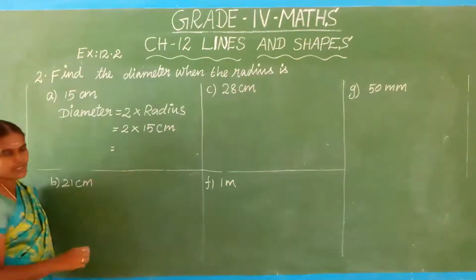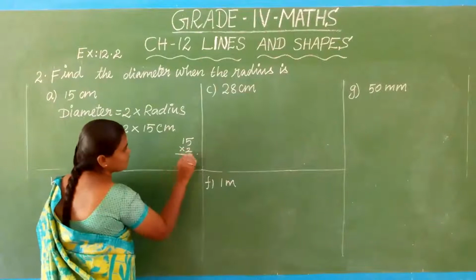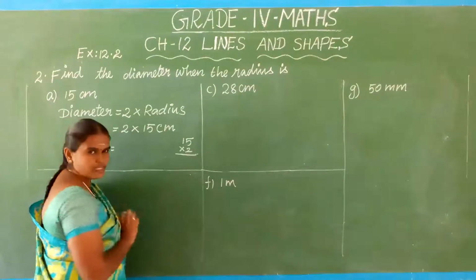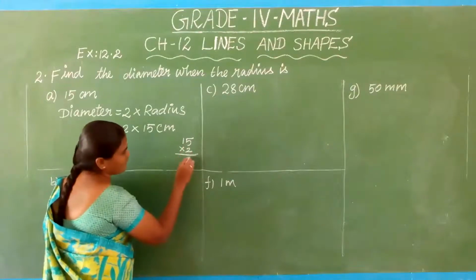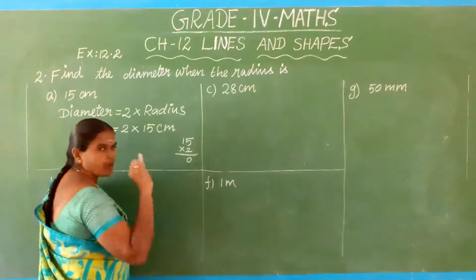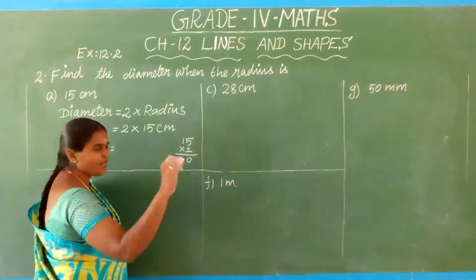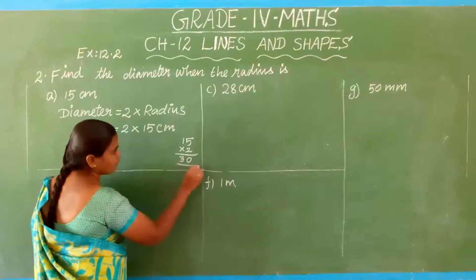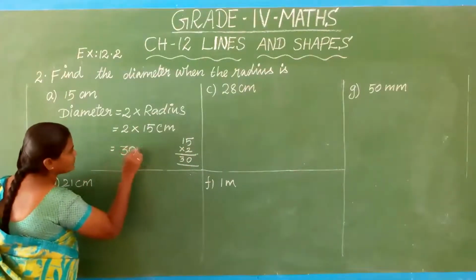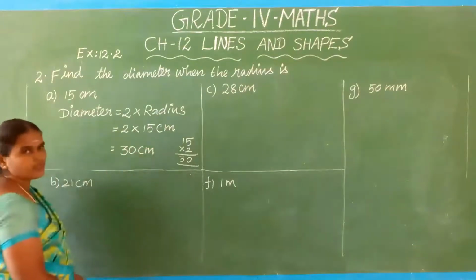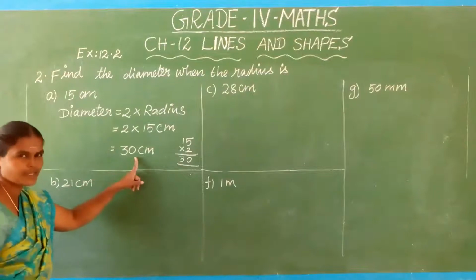Now do the multiplication. 15 multiplied by 2. First multiply by the ones place. 2 5s are 10. 10 means write 0, remaining 1. 2 ones are 2. 2 plus 1 is 3. So 15 2s are 30. So your answer is 30 centimeter. Here it is given in centimeter, so you also write the answer in centimeter.